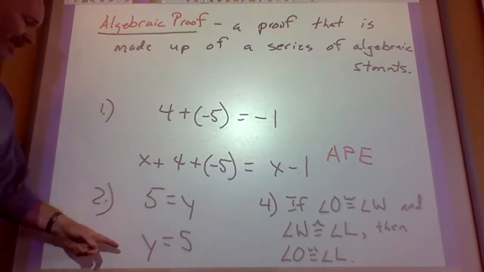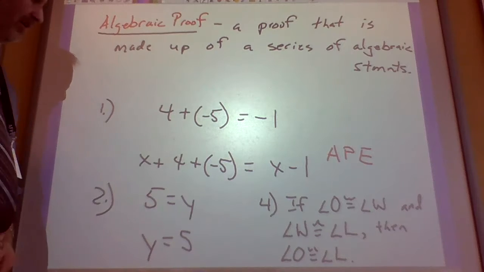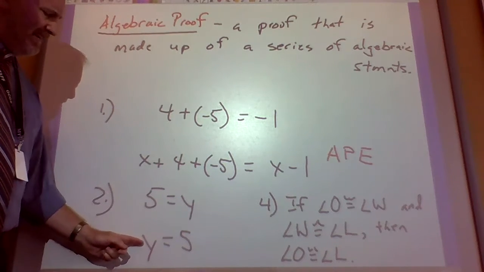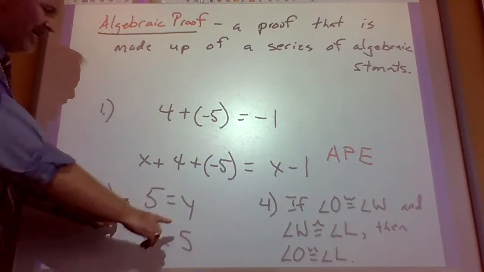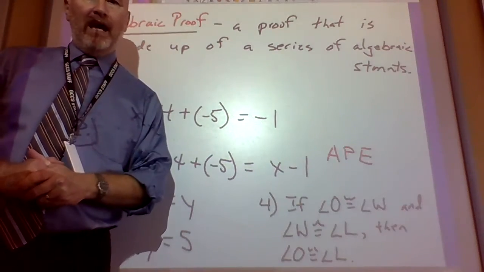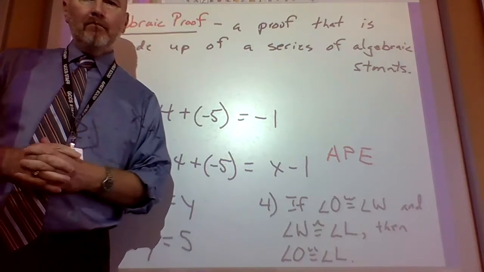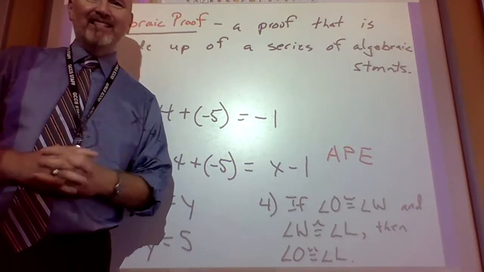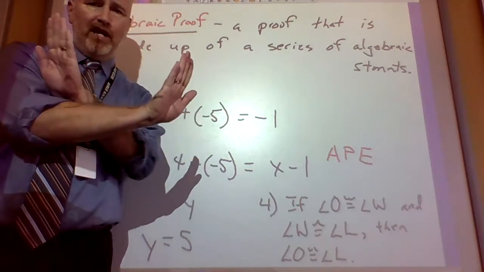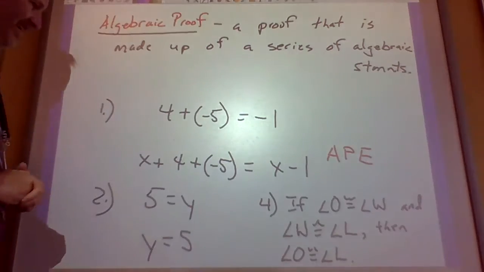Okay, and this one will be easy if you were paying attention earlier. I started off with 5 equals y, and then I switched it to y equals 5. So all I did was change the order, and when you do that, you're using the symmetric property. The symmetric property literally allows you to change the order, all right? Any questions on that one?